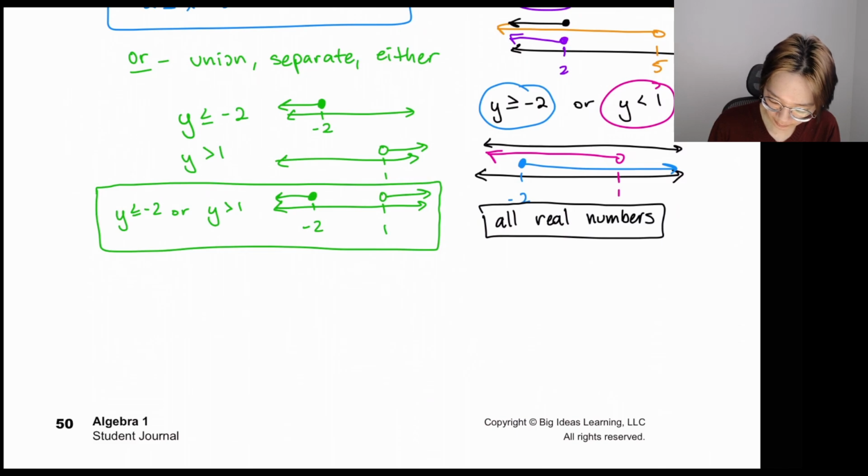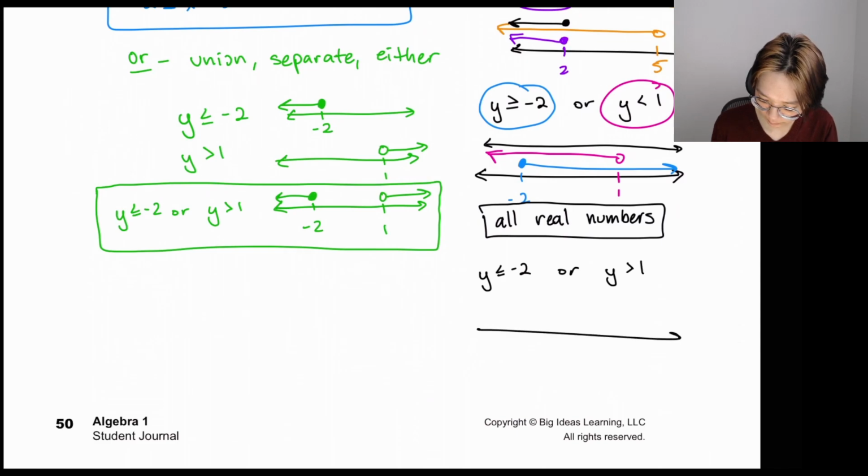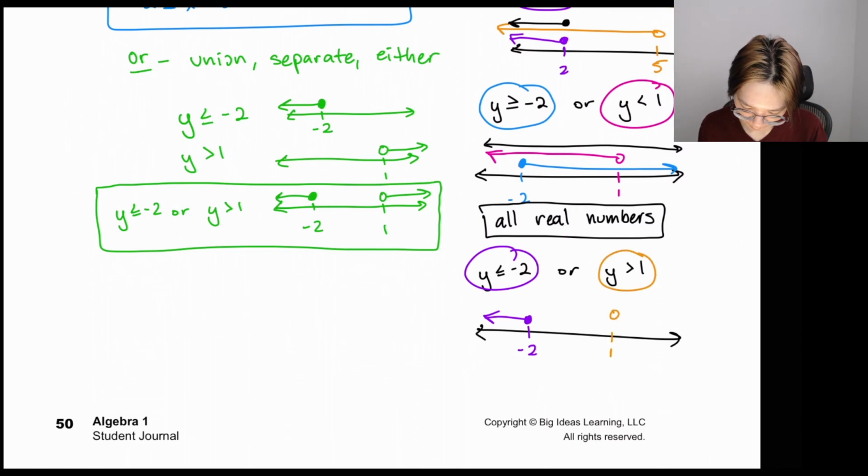Another example, if we have y is less than or equal to -2, or y is greater than 1. Try graphing that to get the purple and orange back. -2, closed circle, less than. 1, open circle. Wait, did I just do the, I did. Okay, I actually wanted it to be less than 1. So it goes this way.